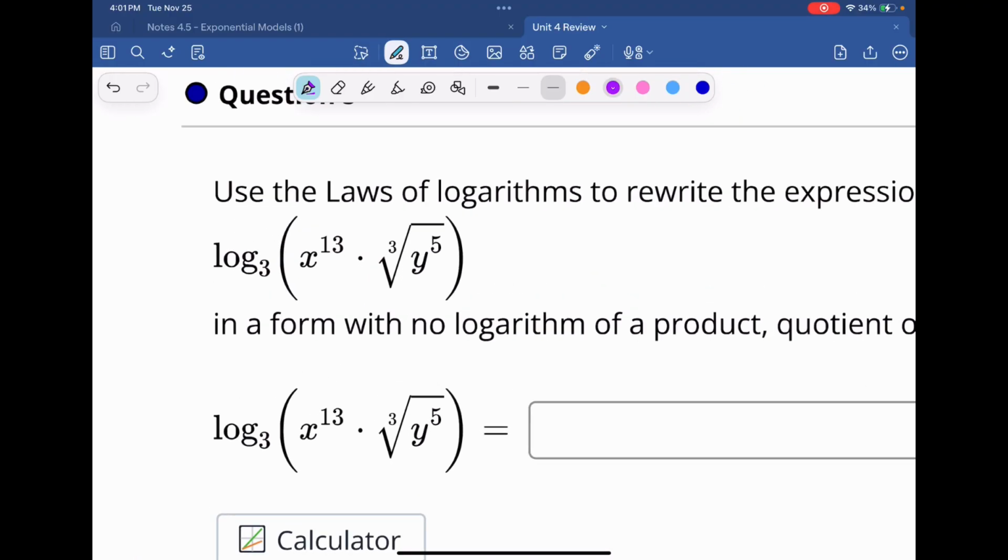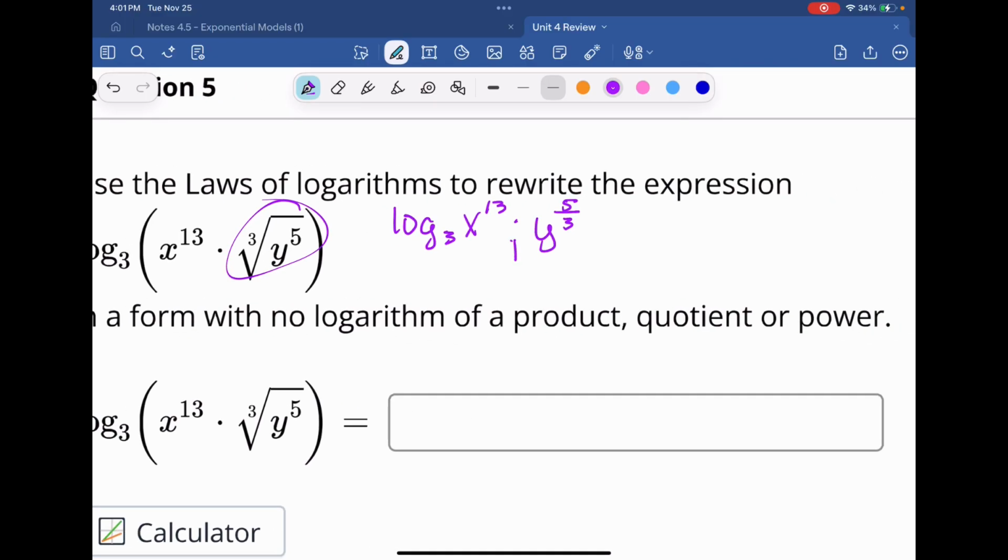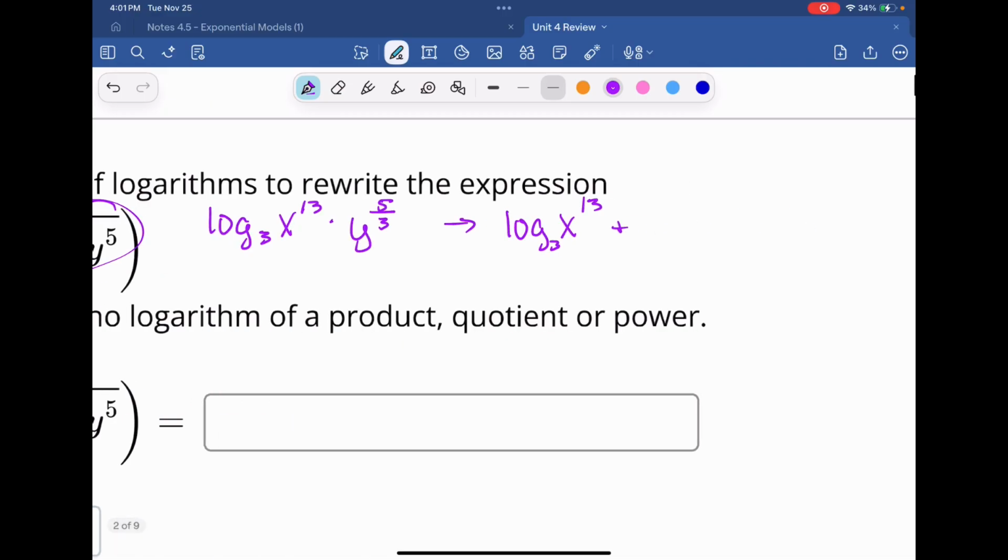Okay, first thing I'm gonna do on this one is fix that so that it's an exponent. Think exponent over index. And then that multiplication, that's addition. And then each of these exponents, they become coefficients.